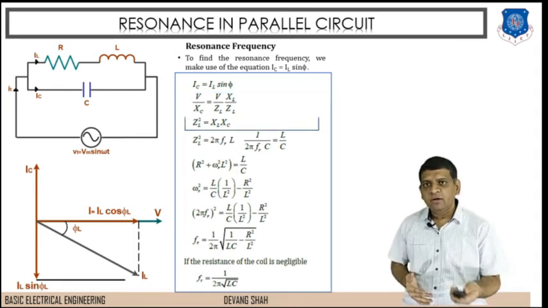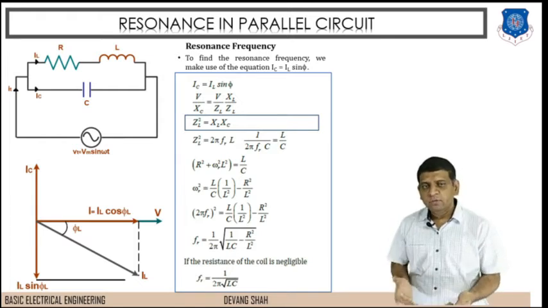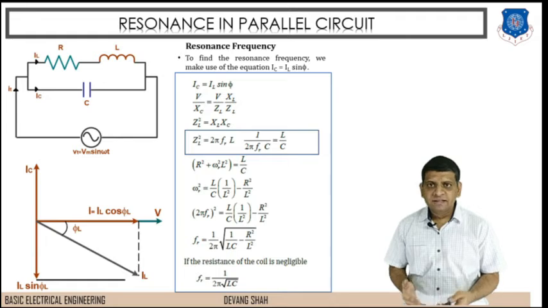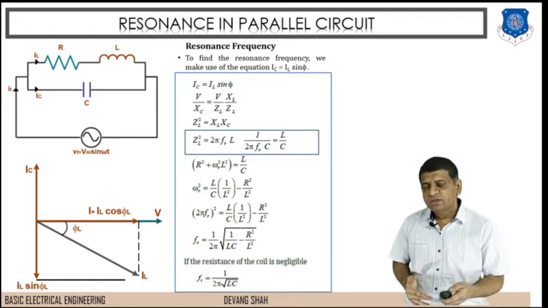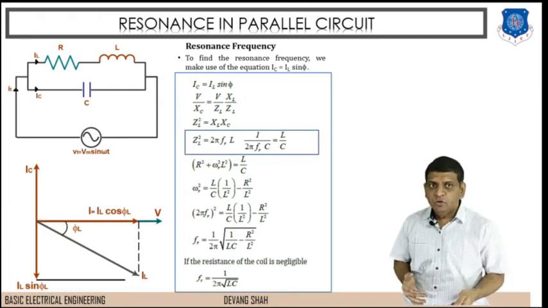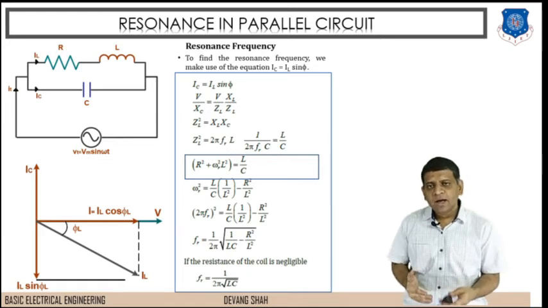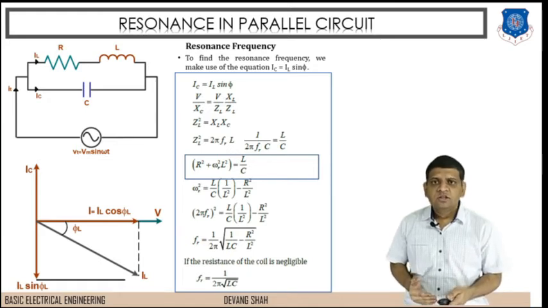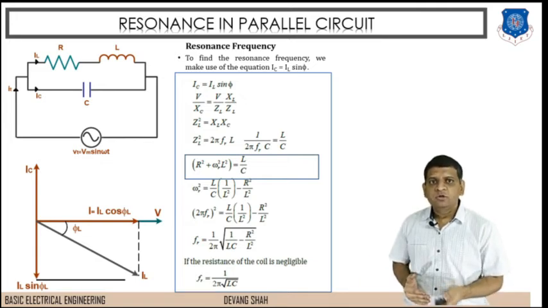So from this you can find that ZL square is equal to XL into XC, right? Further, you take XL equal to 2 pi FL and XC equal to 1 by 2 pi FC. From this you can find ZL square is equal to L by C. Again, you take ZL square equal to R square plus XL square, so that is R square plus omega R square into L square is equal to L by C, and you convert the complete equation in terms of the resonant frequency.